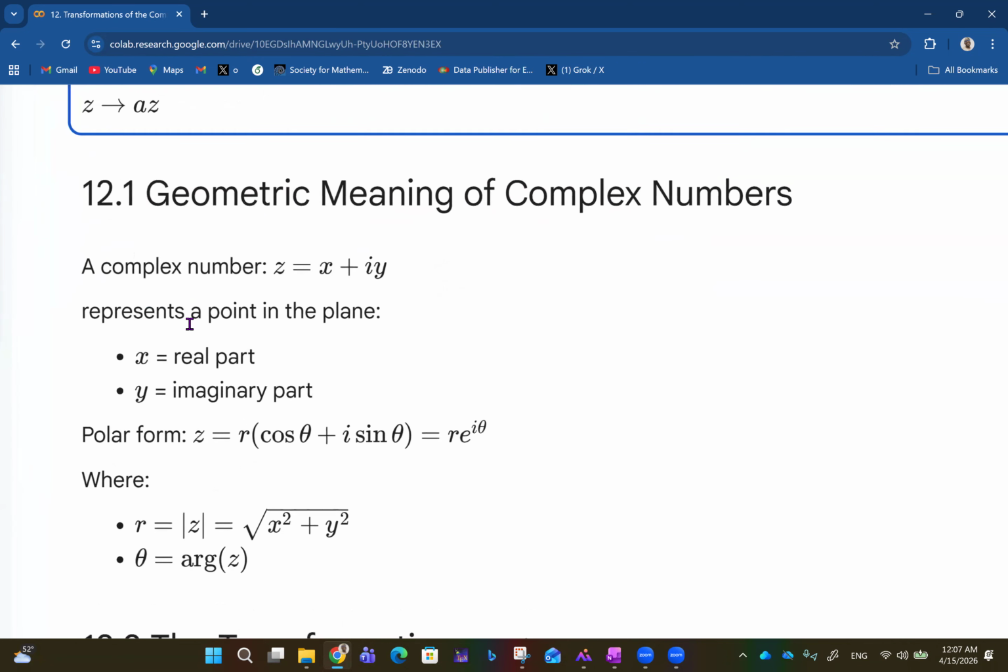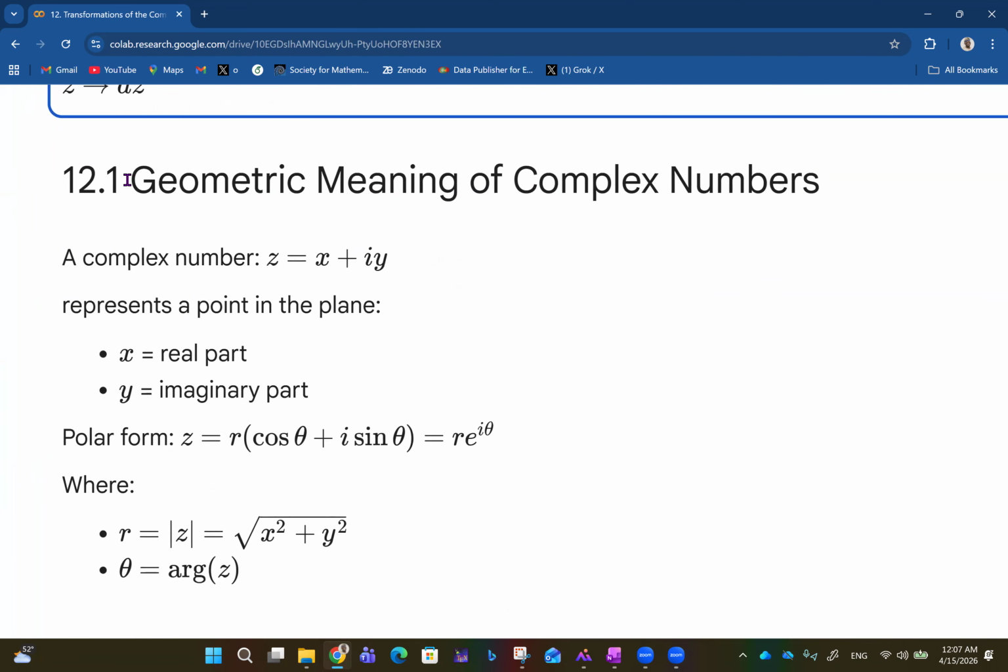So the geometric meaning of complex numbers: of course, we know a complex number Z is X plus IY, and we can represent it on the Argand diagram, with X on the X-axis and Y on the Y-axis. This represents a point in the plane where X is the real part and Y is the imaginary part. And we have the polar form, which you had considered previously.